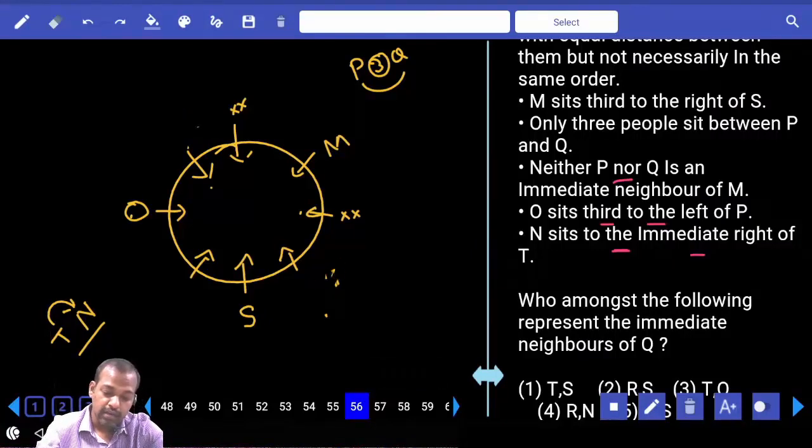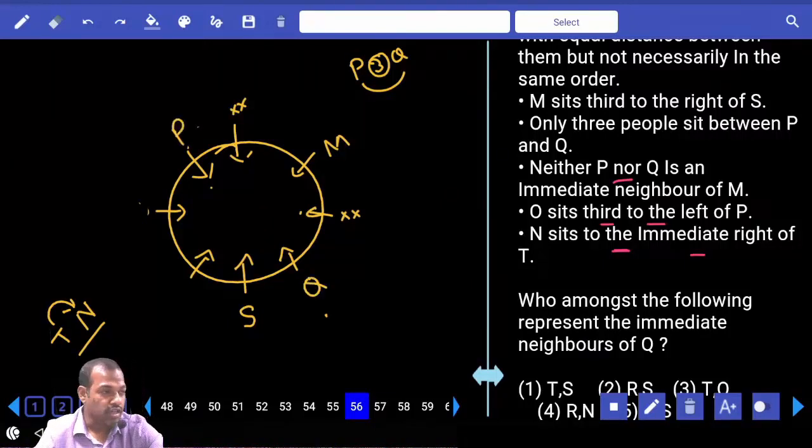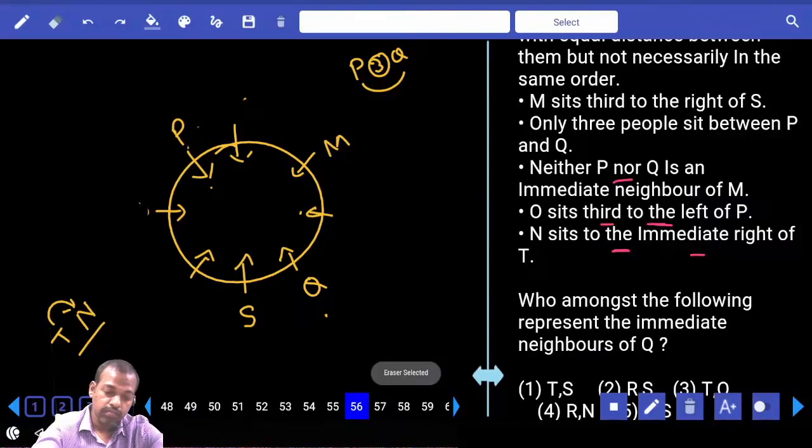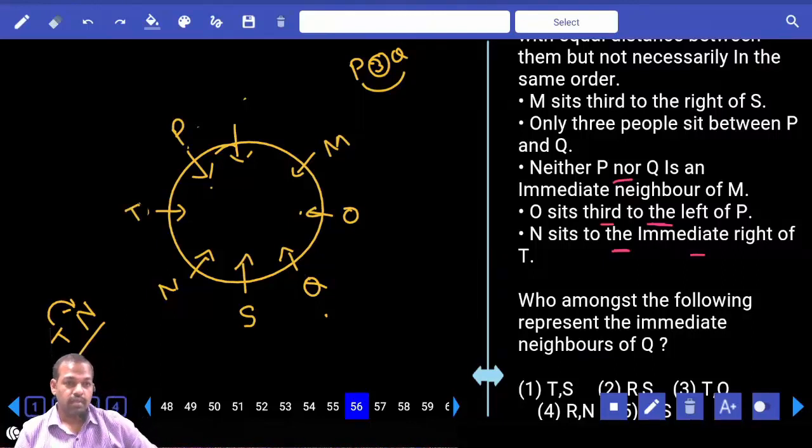Then what is the next possibility? Can we change the P and Q or not? Yes. If we change P and Q, here P has to come here and here Q has to come here. And O sits third to the left of P. That means O has to come here or not? O has to come here. O sits third to the left of P. Next is N sits to the immediate right of T. Satisfying or not? Isn't it? Then who is the remaining person? R. That's it. Okay.